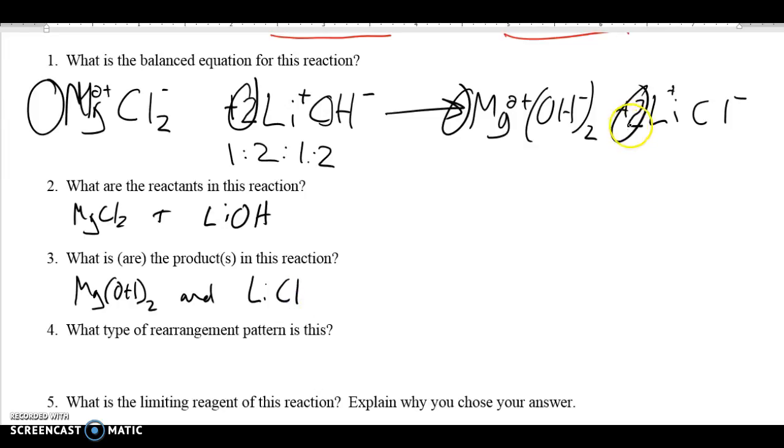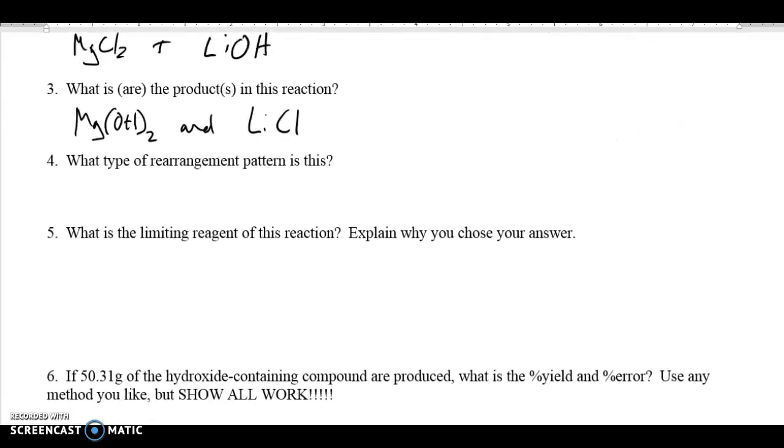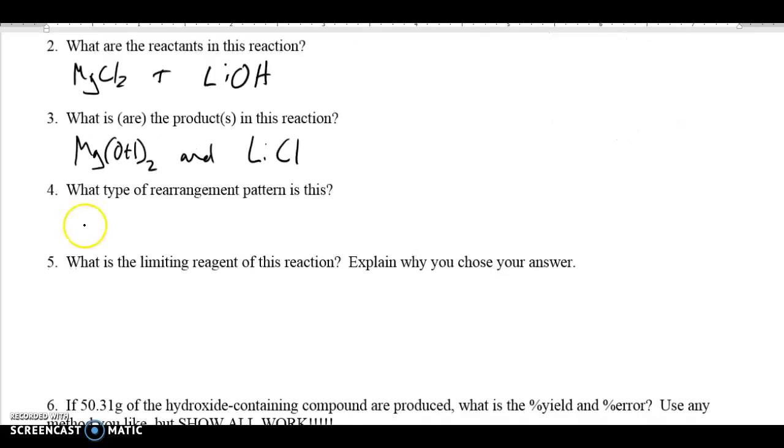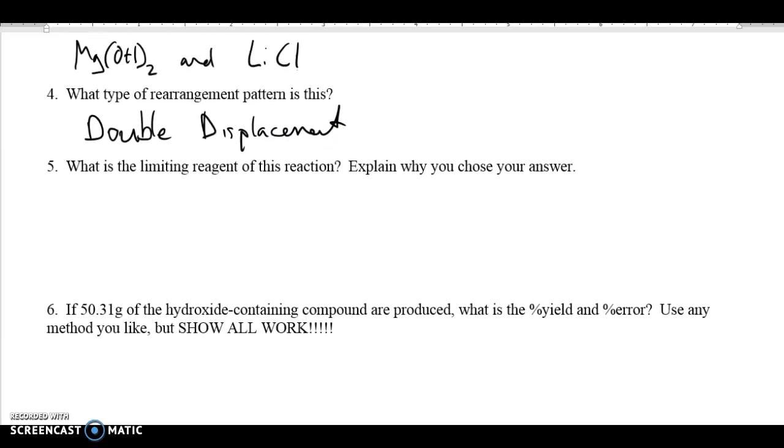Notice I don't put the 2 there because that just tells us how much of it is there in a balanced equation. This is the identity of it. Moving forward, what type of rearrangement pattern is this? You don't know this yet, but you will soon. This is called a double displacement, and that's my dog barking in the background. It's always something. All right, now the next part is what is the limiting reagent of this reaction?